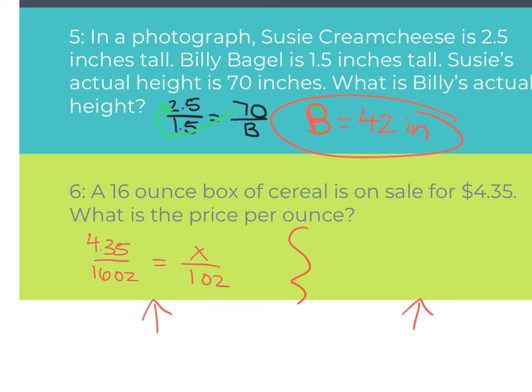1 times 4.35 is always just going to be 4.35, so I'm really doing $4.35 divided by 16, which works out to be 27.18 cents. A little more than that, it keeps going. But I'm paying about 27 cents for 1 ounce of cereal.